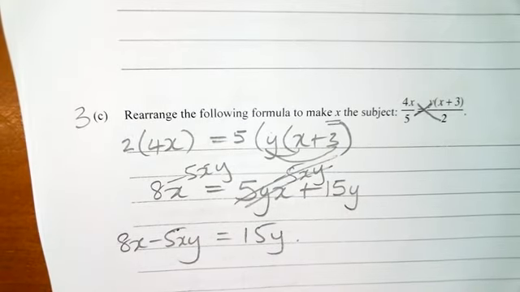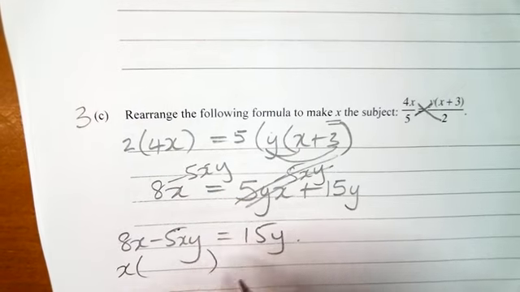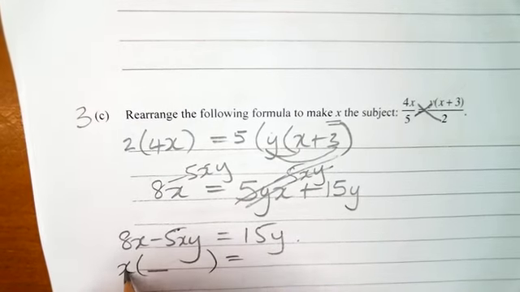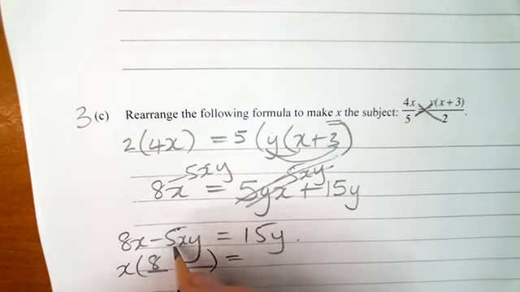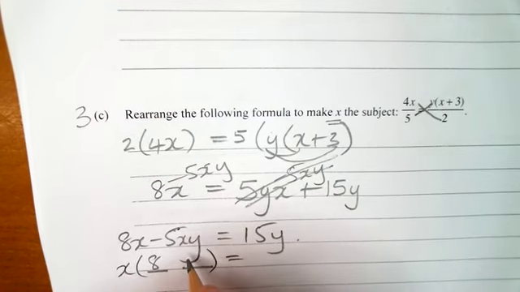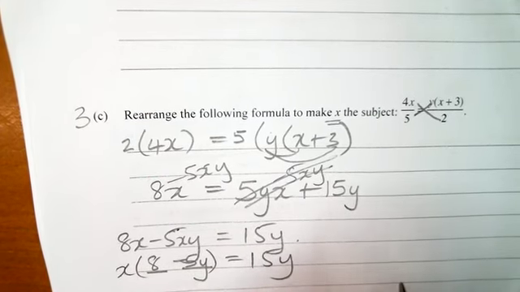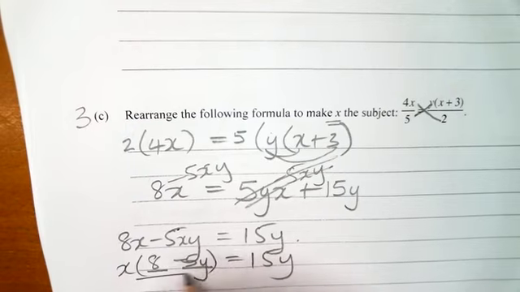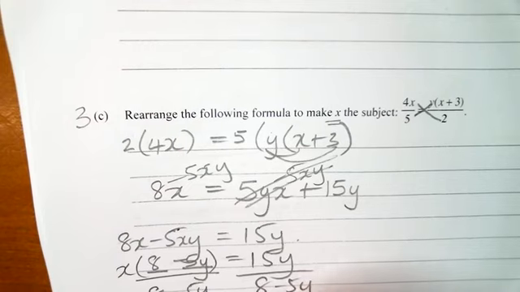Now I'm going to get the x's outside the brackets, so I'm going to put an x outside the brackets and say, well, what times x makes 8x would be an 8, and what times x makes negative 5xy would be negative 5y, and that's all equal to 15y. So now all I'm going to do is divide both sides by 8 minus 5y.